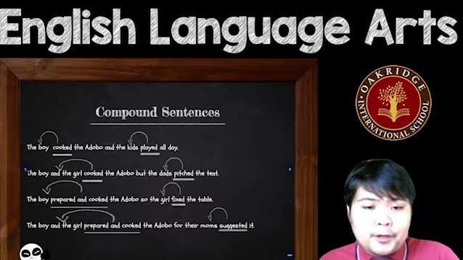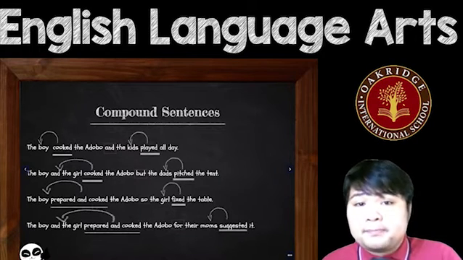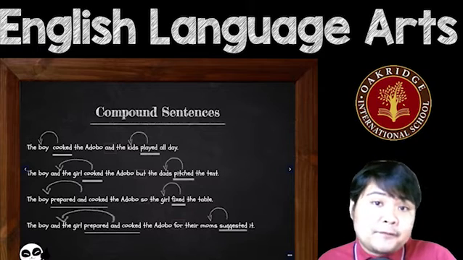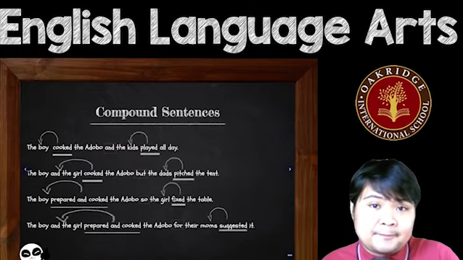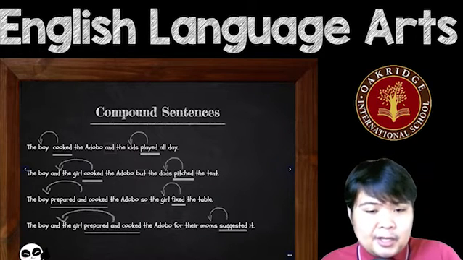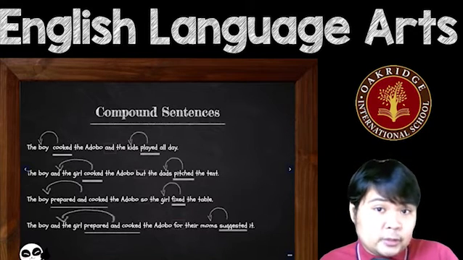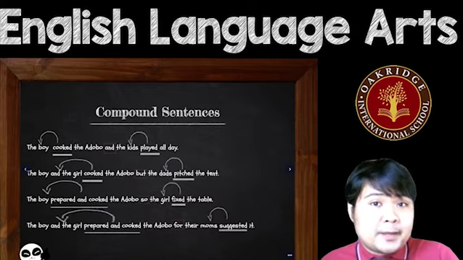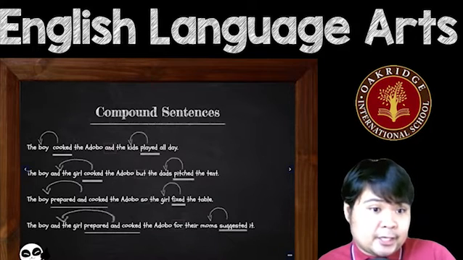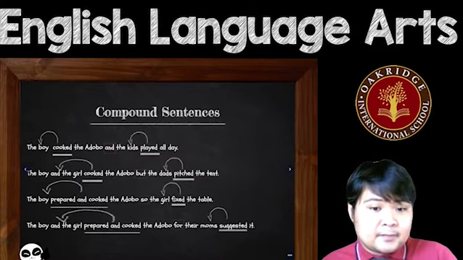Example: the boy cooked the adobo and the kids played all day. You now have two predicates, cooked and played, but they have different subjects. The subject of cooked is boy, the subject of played is kids. Two different pairs, and they are combined by the word and, a coordinating conjunction. That's a compound sentence.